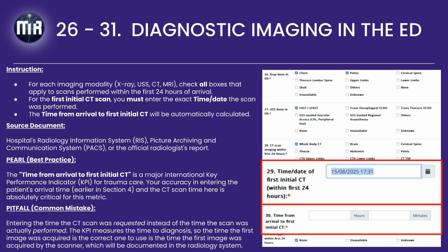The most common and significant pitfall to avoid is entering the time the CT scan was requested by the doctor instead of the time the scan was actually performed. The KPI is designed to measure the time to diagnosis, so the correct time to use is the time the first image was acquired by the scanner, which will be documented in the radiology system. By accurately capturing this imaging data, especially the CT scan timestamps, you are providing essential data that allows us to benchmark our diagnostic performance against national and international standards.